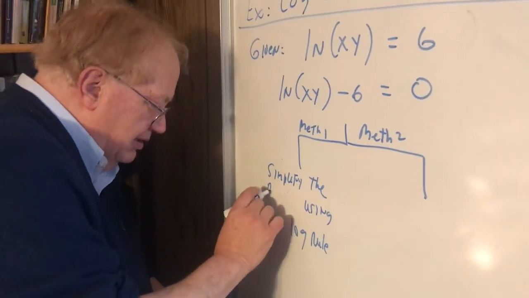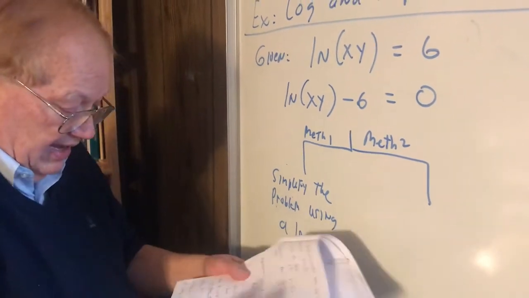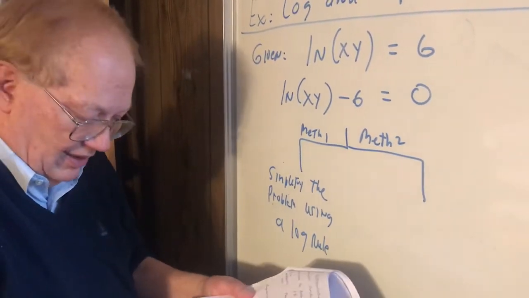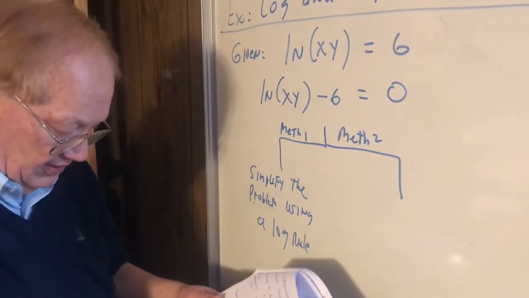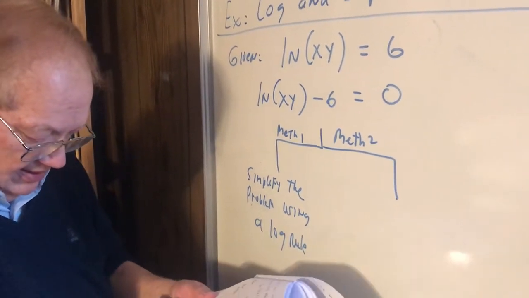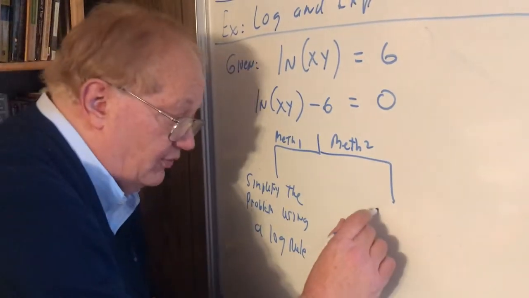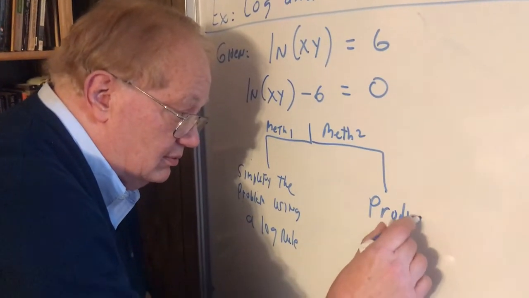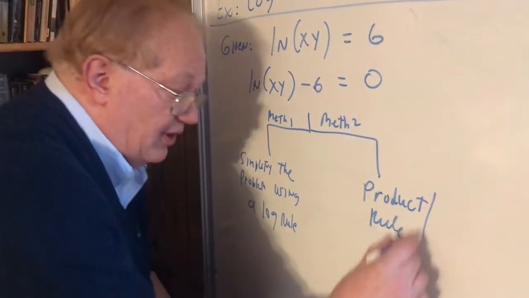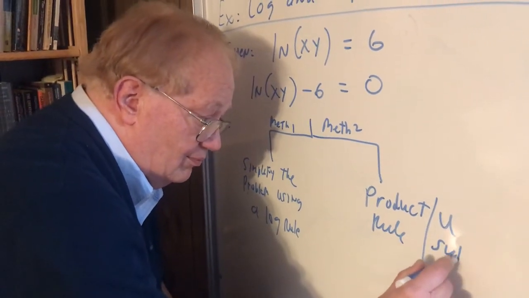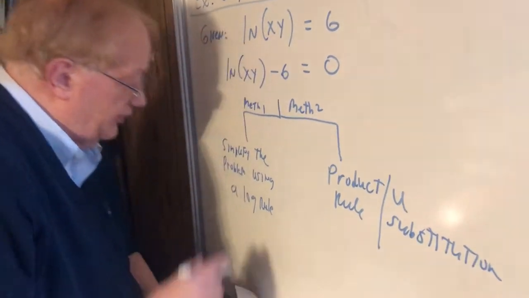All right, so let's use the first method first. The second method is not using the log rule, and in this case, we have to use the product rule. But we also have to do a substitution. Let's do this one first.